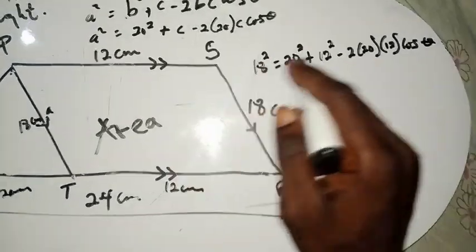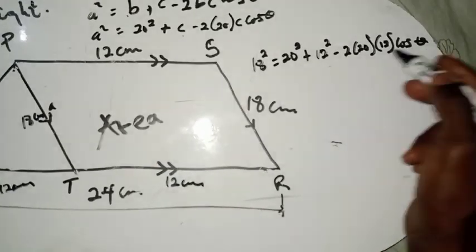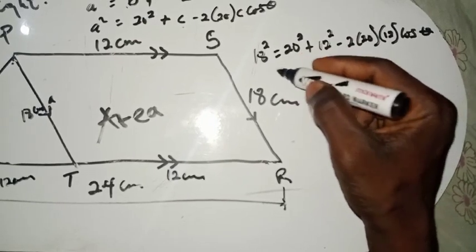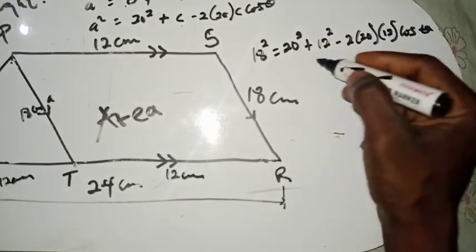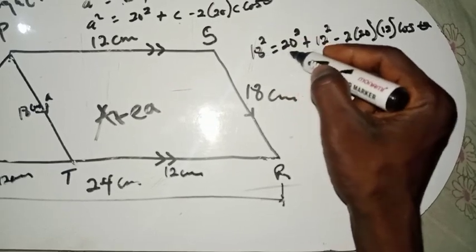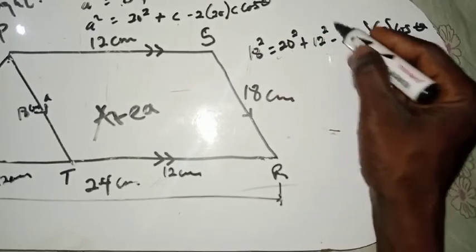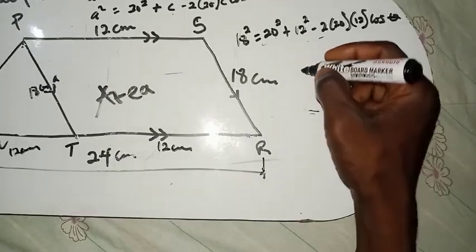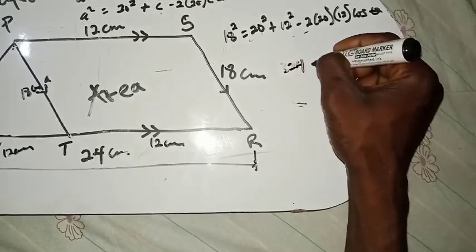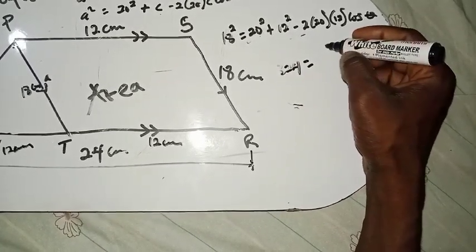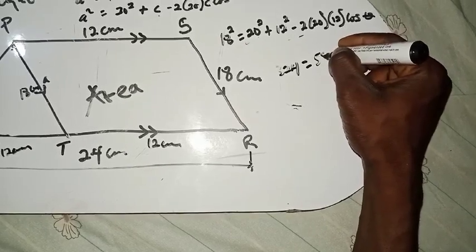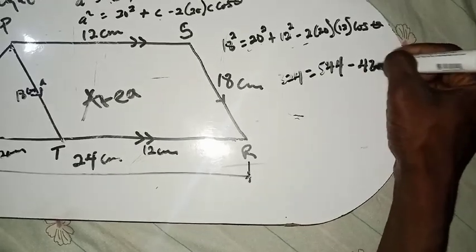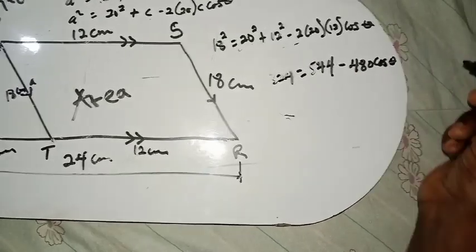Is that okay? Now that we have all the values here, we can easily solve this problem, right? So I'm going to skip 2 steps here. This is just addition, subtraction and multiplication. So 18 squared is going to be equal to 20 squared plus 12 squared, everything minus this guy here. So according to the calculation, I have 324. That is going to be equal to 544, and then minus 480 cos theta.